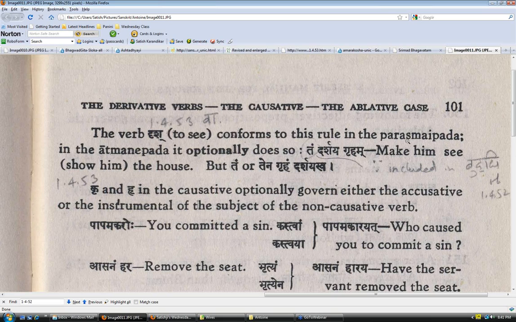But if we take it in the Atmanipadam, Sugrivaha Vanaraihi Lankam Darshayate, in the Atmanipada optionally, because that's what the Vartikam said. So Tam Darshaya Graham, show him the house, make him see the house. But Tam Matva Tena Graham Darshayasva, so if you use Atmanipadam.